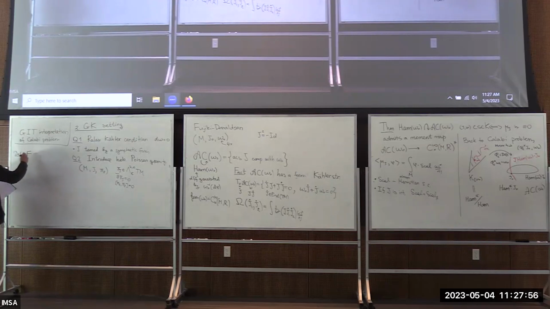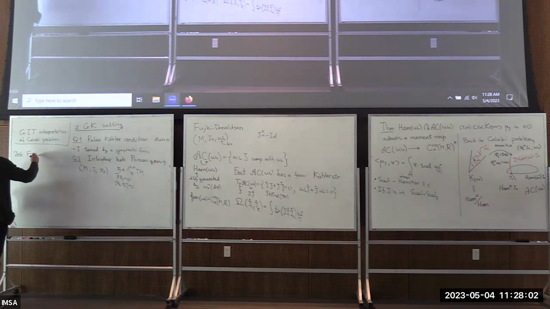Take a symplectic form. This time we'll be calling it F, to distinguish it from omega. So F is a symplectic form, and I will say that it tames the complex structure J, or almost complex structure, since this condition is pointwise, if the following happens: if F(x, Jx) is positive for all non-zero vectors x.